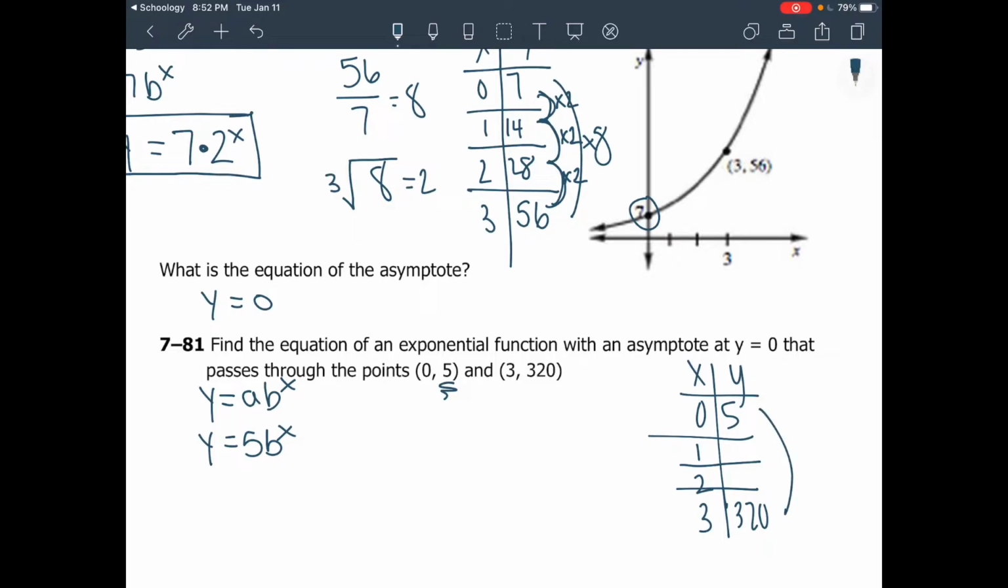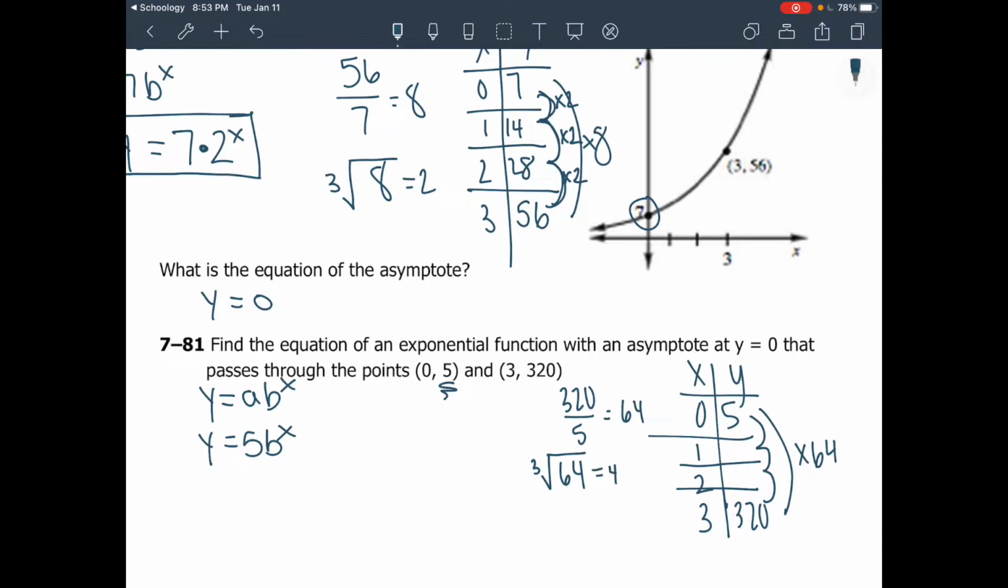So dividing 320 divided by 5, we get 64. So to figure out how many hops I have, I'm going to go 1, 2, 3. So I'm going to take the cube root of 64, and that is 4.